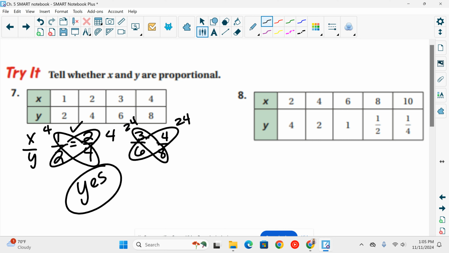Well, you could do 2 times 2 is 4, and 4 times 4 is 16. The minute I see one that is not proportional, that means we're going to go ahead and say no to the whole thing.